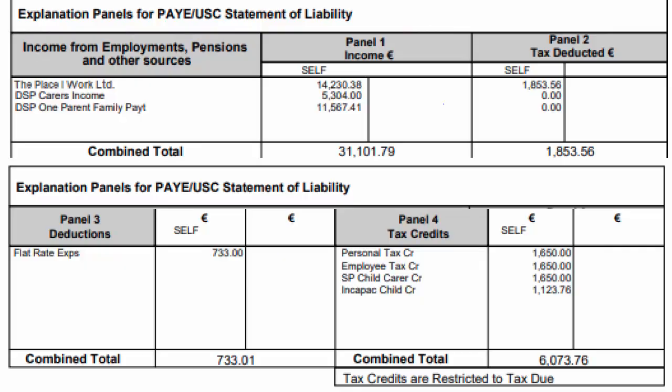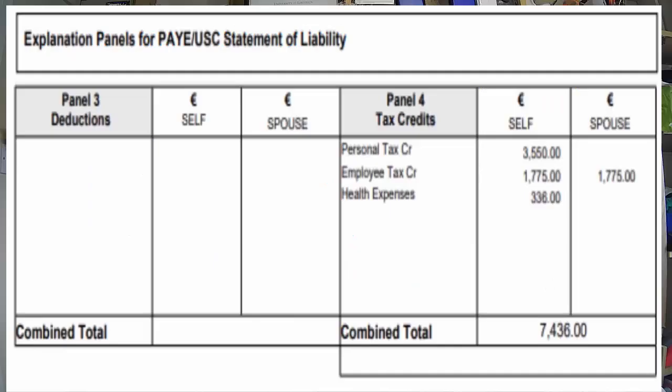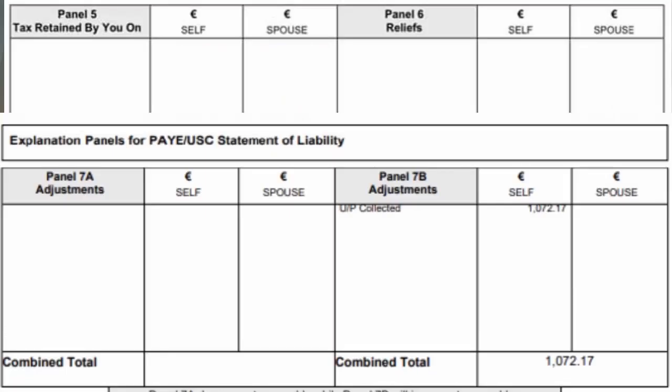Panels 1 and 2 of Statement of Liability. Panel 3 of Statement of Liability for any deductions to taxable income prior to the income tax calculation. Panel 3 and 4 for a single person. Panel 3 and 4 for joint assessment couples. Other tax credits like rent tax credits will be listed in Panel 4. Panel 5 and 6 retained by you and reliefs.